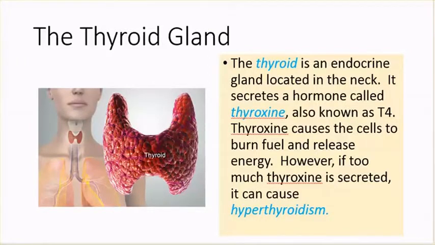The thyroid gland. The thyroid is an endocrine gland located in the neck. It secretes a hormone called thyroxine, also known as T4. Thyroxine causes the cells to burn fuel and release energy. However, if too much thyroxine is secreted, it can cause hyperthyroidism.